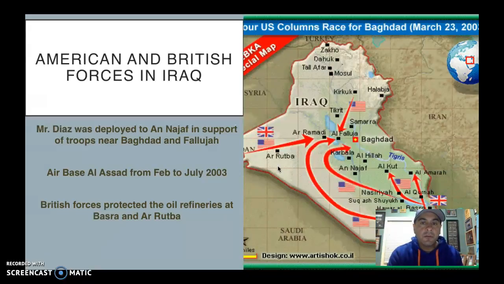As you can see in the articles that we'll be handing out, more on the timeline and more detail. You can also have the substitute show you more in depth about different battles within the war, and where American and British troops were at. British forces protected the oil refineries at Basra and Ruba. Basically, Saddam wanted to destroy the oil refineries, because that was the first line of offense for him, but it was the first line of defense for us.